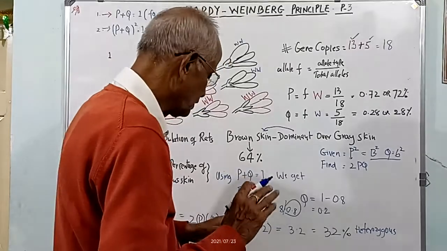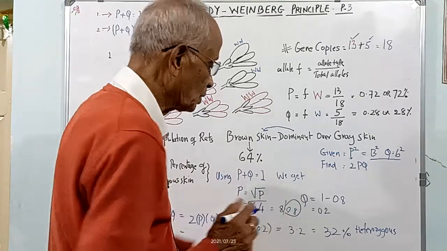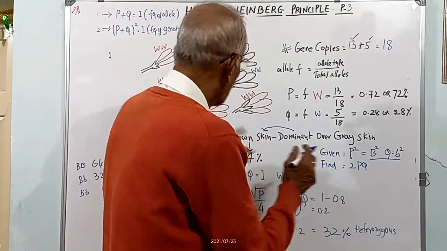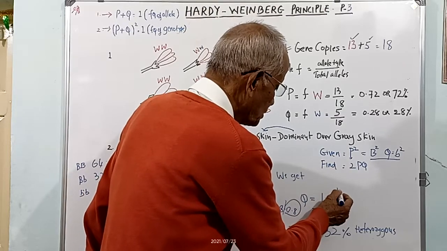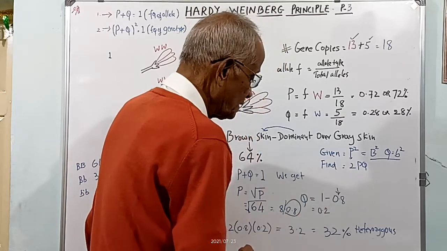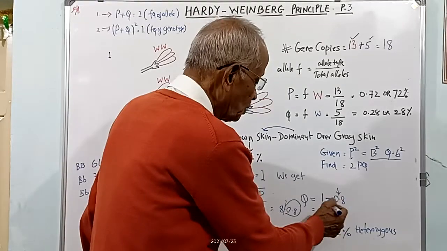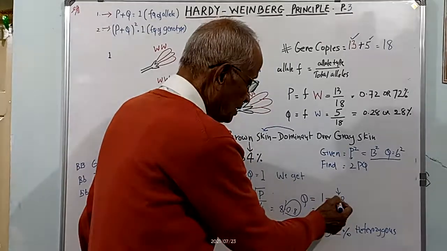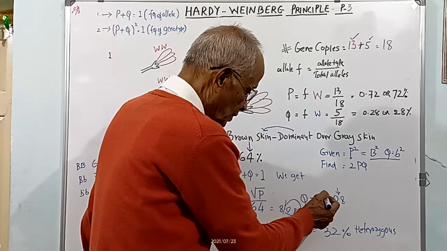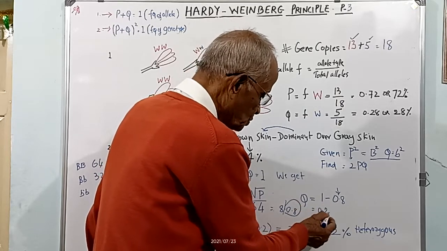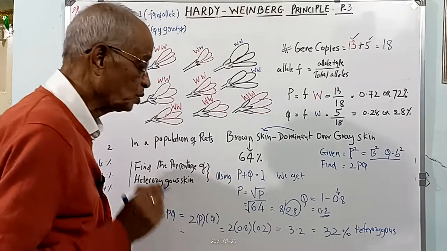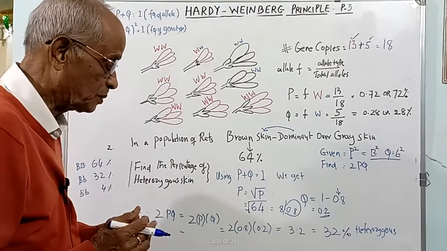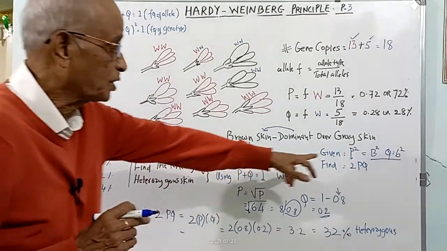Now if you want to find out the Q, Q is equal to 1, where 1 is the constant here. Then the frequency of the P is given here. So if you take out the frequency of the P from the constant 1, you get Q is equal to 0.2. Now we want to know the heterozygous type. That means we have to know the 2PQ.